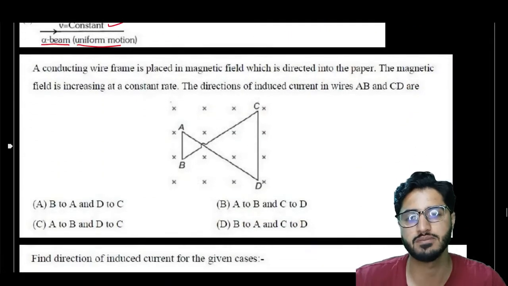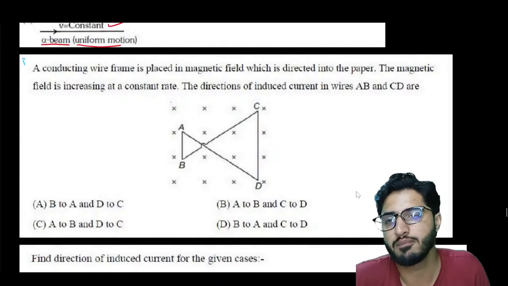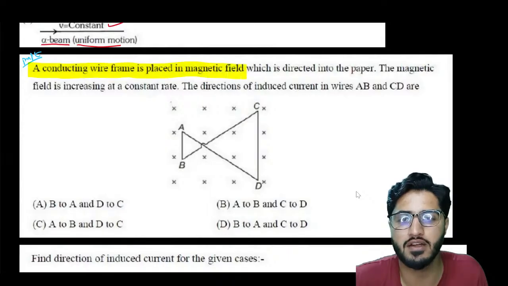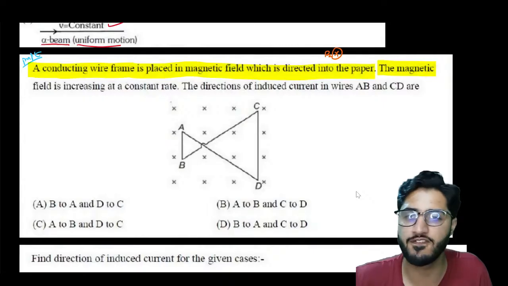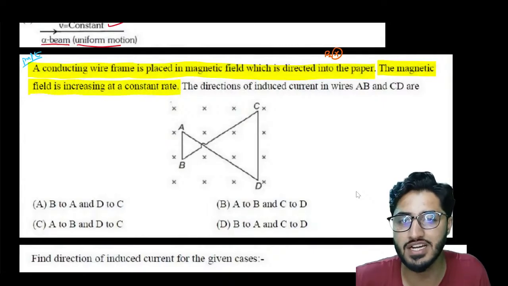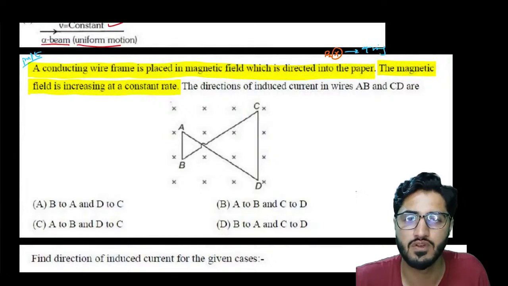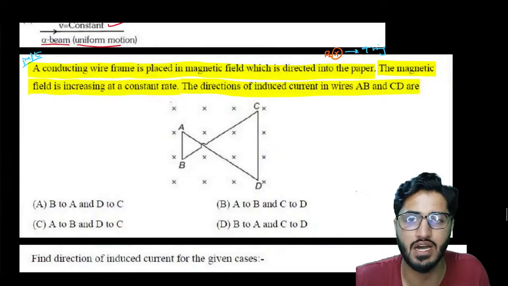Okay, next numerical. A good concept, now you can write here important concept. A conducting wire frame is placed in a magnetic field which is directed into the paper. That means inside, no? That means B cross. Now, the magnetic field is increasing at a constant rate. That means this B is increasing. Then, the direction of the induced current in the wire AB and CD are.